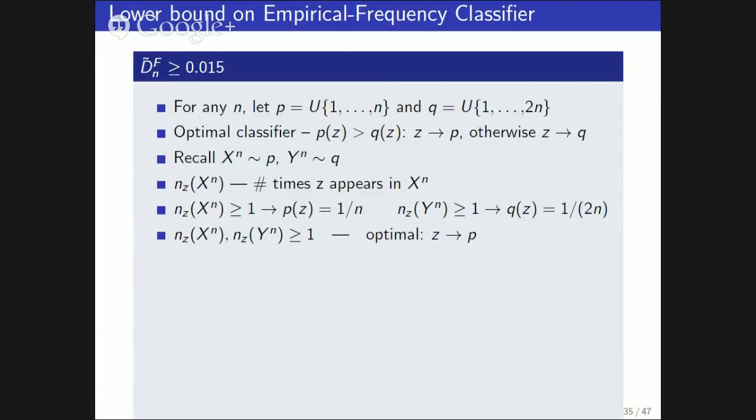So I have distribution 1 up to n, I get some samples. I have distribution 1 up to 2n, get some samples. And then z. If z appeared in both of them, then the omniscient classifier that knows the distributions will assign it to the smaller distribution, the 1 up to n. Okay? And one nice thing to observe is that this classifier is also label invariant. It just says that if it appears in both of them, then assign to this one.